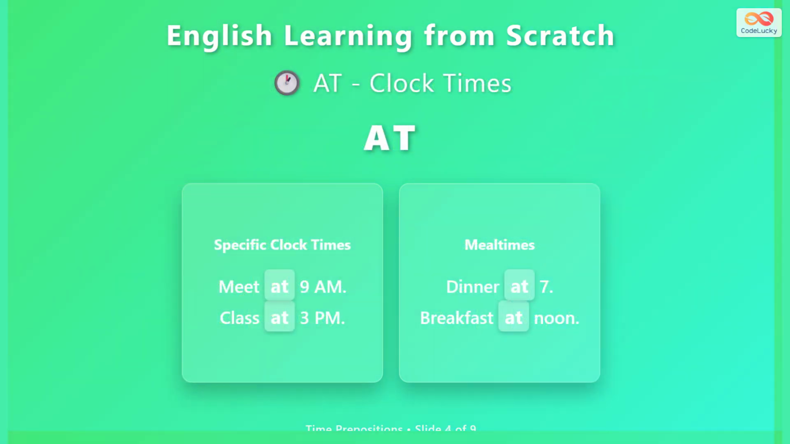Use the preposition at for specific times on the clock and meal times. Use at with times like 9 a.m. or 3 p.m. Also, use at for meal times such as at dinner or at breakfast. This shows the precise moment or point in time.